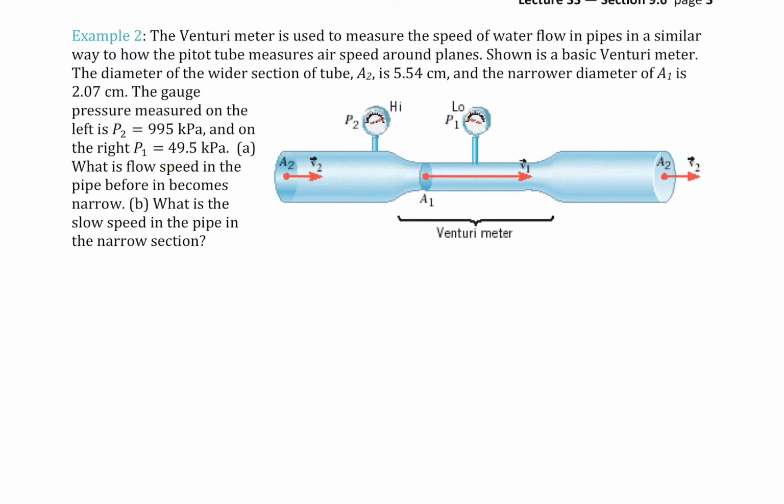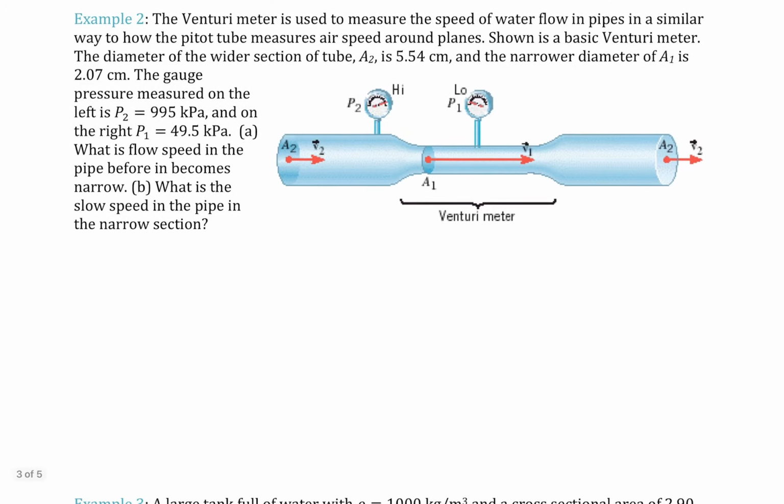What is the flow speed in the pipe before it becomes narrow? That would be V2. And then what is the speed in the pipe in the narrow section, which would be V1? So how do we go about solving that, because all we know are the diameters and the pressures? We're going to use continuity and Bernoulli. Here's our continuity equation, so let's start with that.